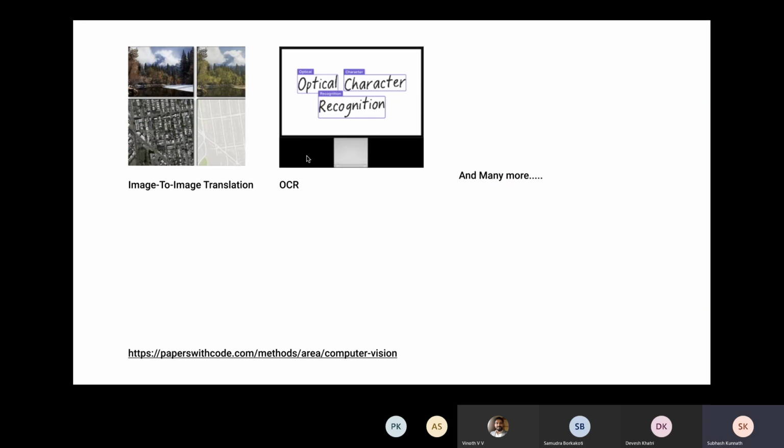And image to image translation, like here a nighttime image can be converted to a daytime image, or a real geological map converted to this kind of map. You can convert real life videos to anime type videos. And OCR, optical character recognition. So these are the major use cases in computer vision.